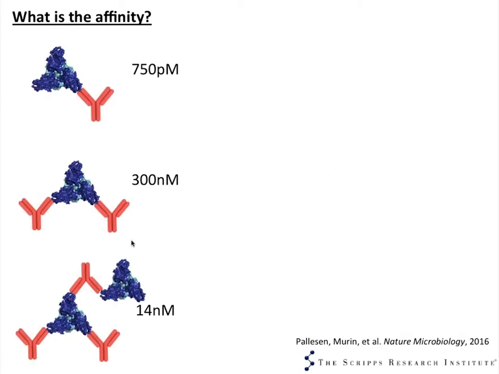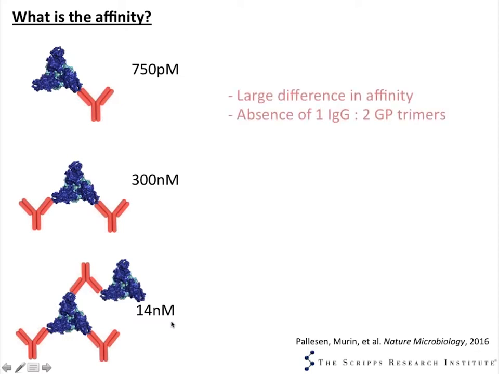When we looked at the affinity of each of these species, we noticed that the 1-to-1 stoichiometry had an extremely high affinity of sub-nanomolar. However, the other 2 fit models we had for this particular data set were much higher. So 2 antibodies bound to a single GP trimer with an affinity of about 300 nanomolar, and the 3 to 2 association had an affinity of about 14 nanomolar.